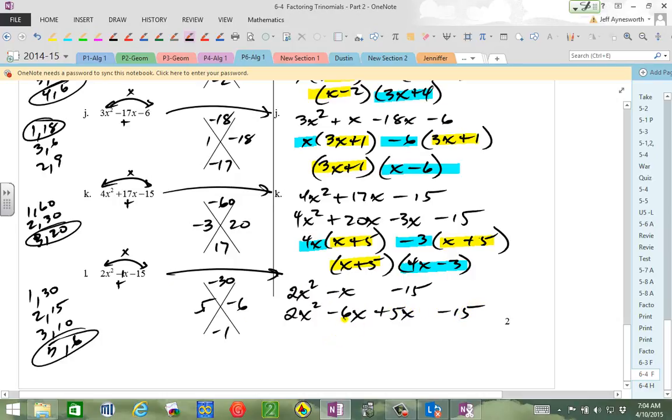Factoring out a 2x here, you get this. Factoring out a 5, you get the same binomial every single time, right? As I keep on saying. So you start off with x minus 3, and you multiply it by the remaining terms, 2x plus 5. And you're done, okay?